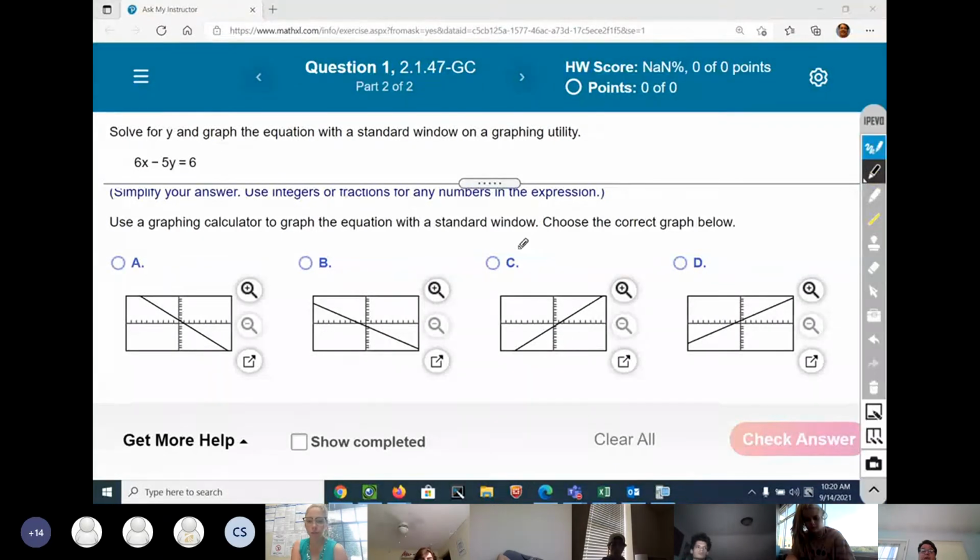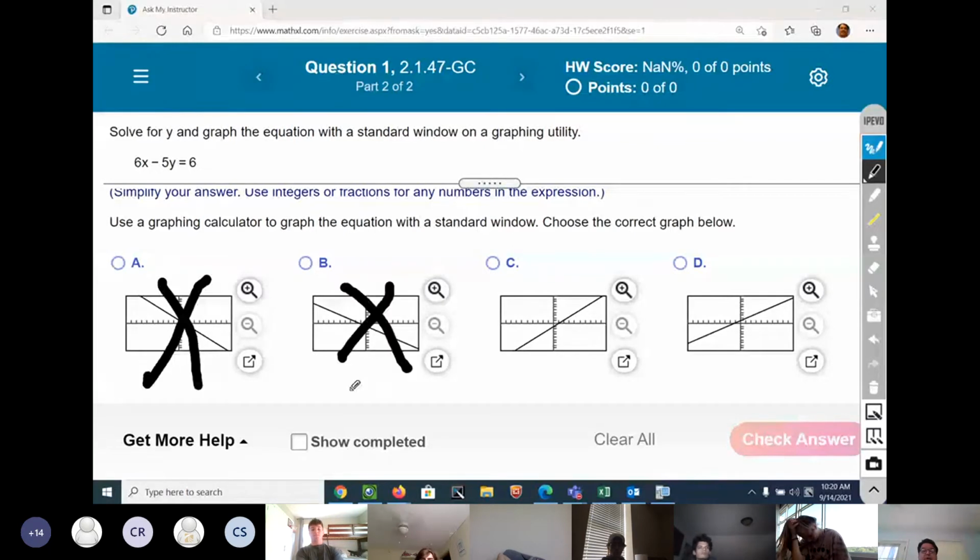Which one is it not? A and B. Okay, it's not A and it's not B because those are negative slopes. You got a y-intercept of 1 1/5. So which one is it not? With a y-intercept of positive 1 1/5, which one is it not? C. Not C because that's a negative y-intercept. So D is your only possible answer.